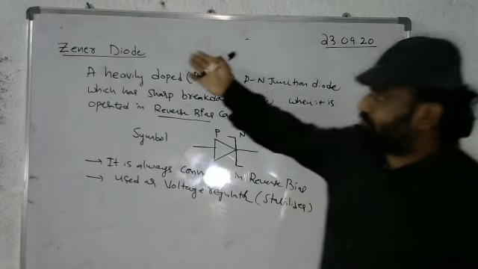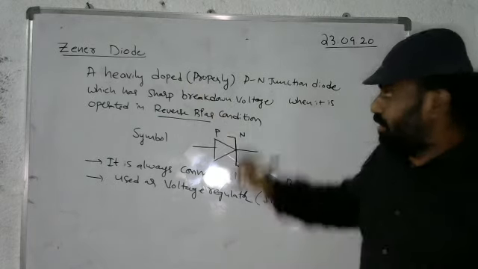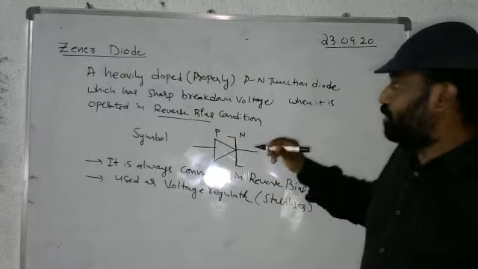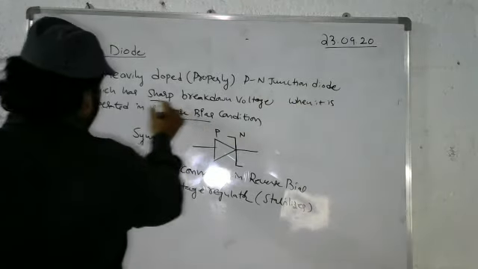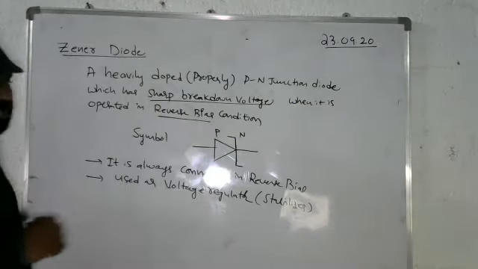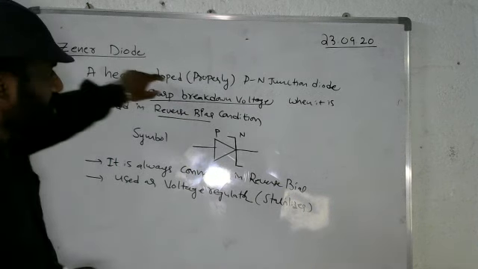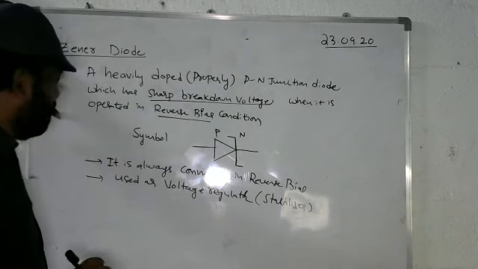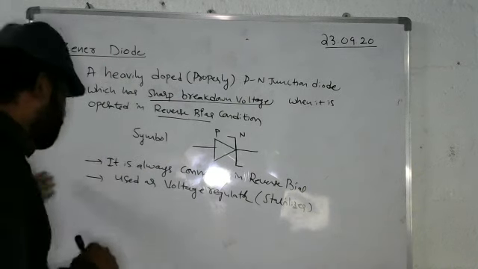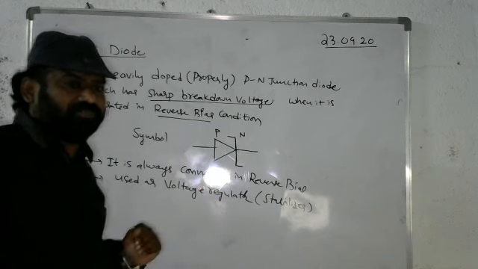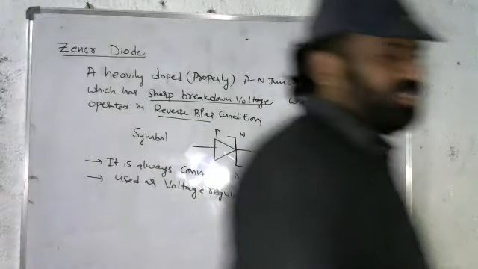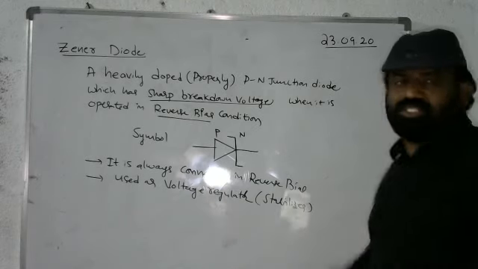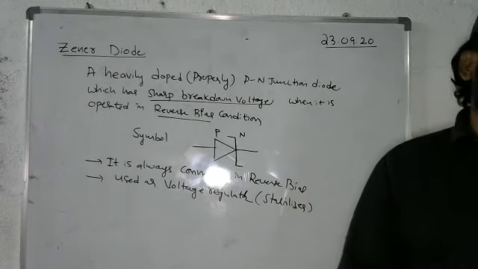Once again, look here. What is a Zener diode? A heavily doped PN junction diode which has a sharp breakdown voltage when it is operated in reverse bias condition. What is meant by sharp breakdown voltage? Let us see. This is the definition for the Zener diode and this is the symbol for the Zener diode. A Zener diode is always connected in reverse bias condition. Next, it can be used as a voltage regulator.